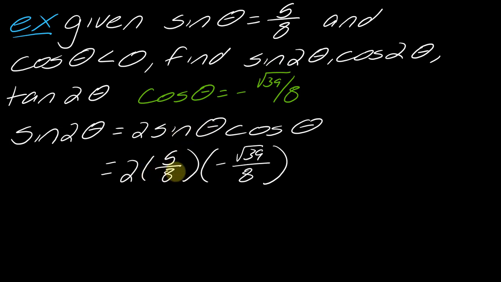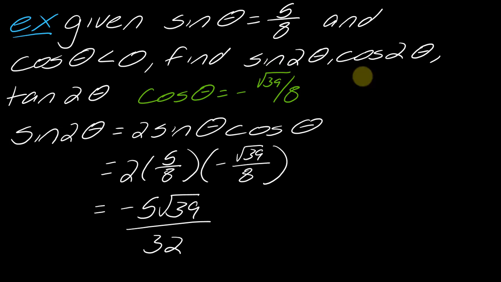So sine theta is 5/8, cosine theta is negative square root of 39 over 8, so I can just multiply that together, and I get sine of 2 theta is negative 5 times square root of 39 over 32. All right, so there's that. Now, let's move on to the next part of this problem.